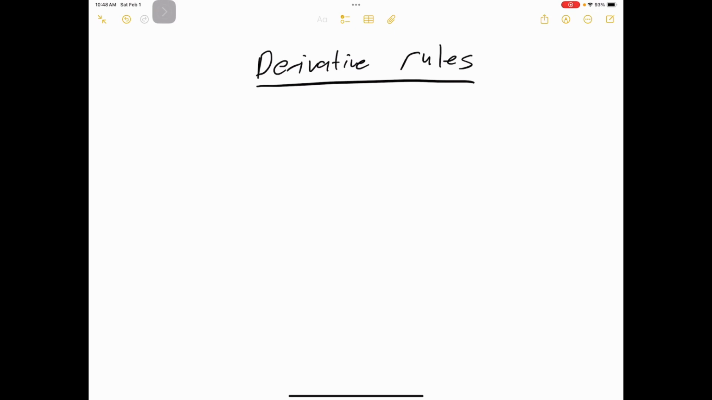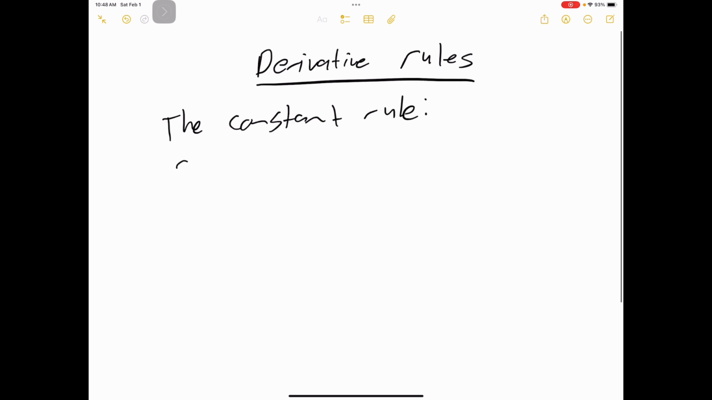Today we are going to learn some derivative rules, and while we're not going to do too many proofs in this class, we are going to prove one or two of these rules just to show what a proof looks like. So let's start with the constant rule. And the constant rule is pretty simple.